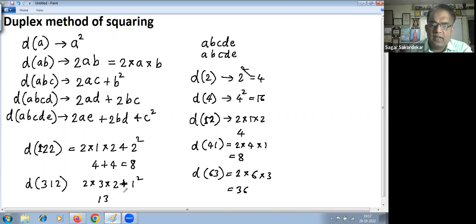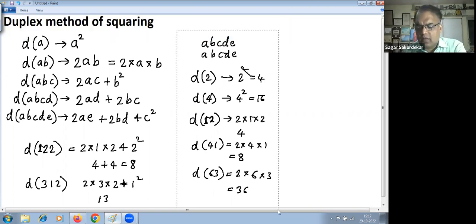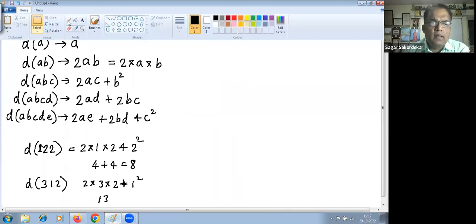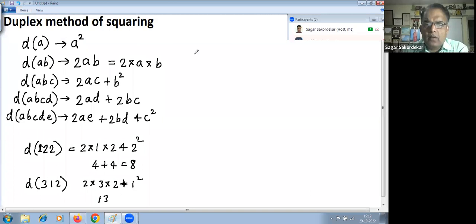What was the difficulty here? Many got a different answer. 2AC plus B square. 2AC plus B square. Any difficulty? I'm not getting why you went wrong. Okay, try this. Duplex of 203.